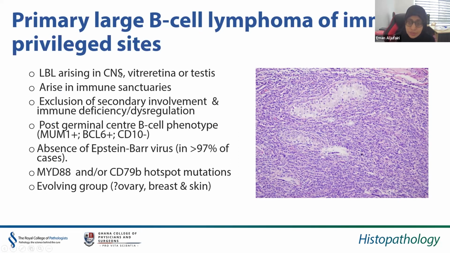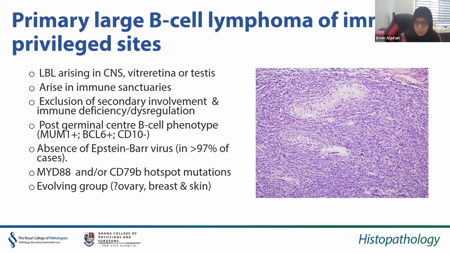Okay, this is also another name in the new WHO, and it's called primary large B-cell lymphoma of immune privileged sites. So any large B-cell lymphoma that's primary of the central nervous system, vitreoretina, or testis will go under this. It encompasses the three subtypes we knew previously in one group, and the reason it became one group is because all of them share the same characteristics. They arise in immune sanctuaries because of an anatomical barrier. In the CNS, you have the blood-brain barrier and the blood-retina barrier. For the testis, you again have the blood-testis barrier.